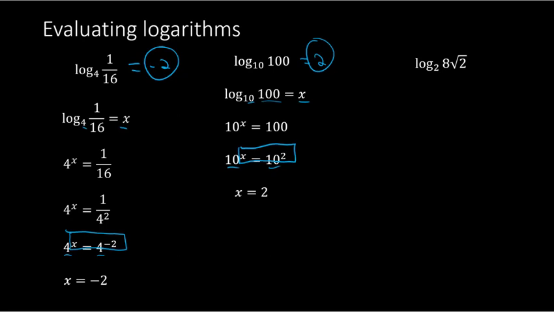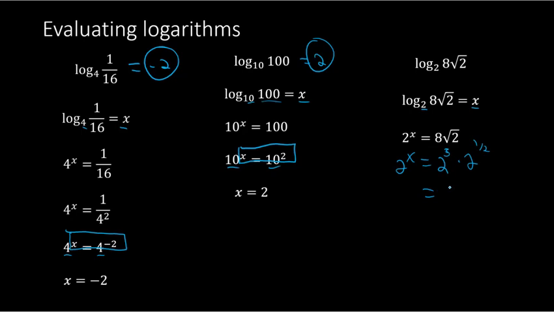Let's do one more. Here we have log base 2 of 8 times the square root of 2. All right, so to evaluate this one, again, set equal to x, and then convert into exponential form. So we'd have 2 to the x power equals 8 times the square root of 2. And this one's a little trickier because we have a square root on the right side. But what we want is to have the same base. We want the right side to have 2 to some power. Well, 8 is the same thing as 2 cubed, so 2 to the third power. And the square root of 2 is the same thing as 2 to the 1/2 power.